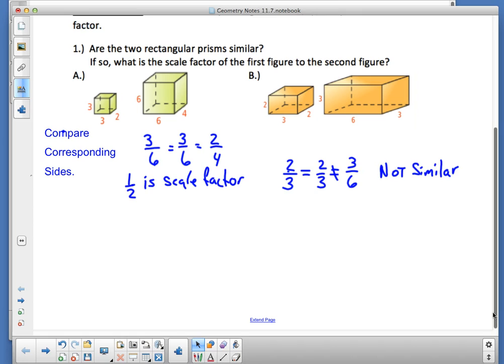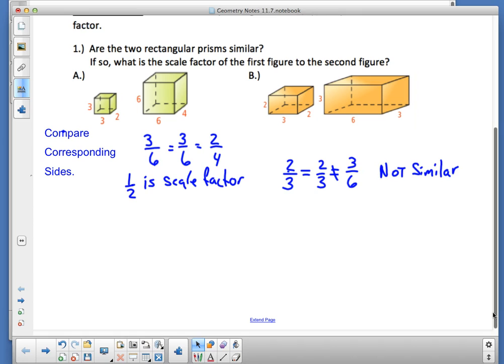Now, remember, in 10.4, we talked about scale factor's relationship to area. Scale factor is A to B, area is A squared to B squared. We just take the scale factor and square it. The scale factor's relation to volume: A to B, the scale factor, is related to the volume ratio as A cubed to B cubed. And that kind of makes sense, because of the relationships.